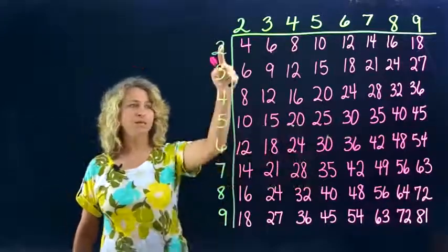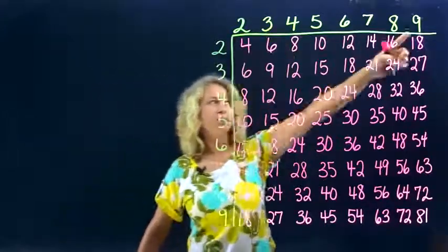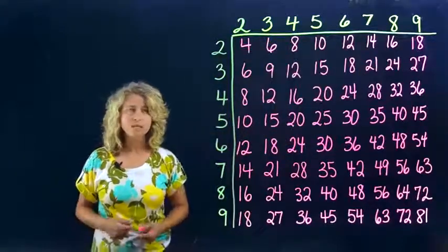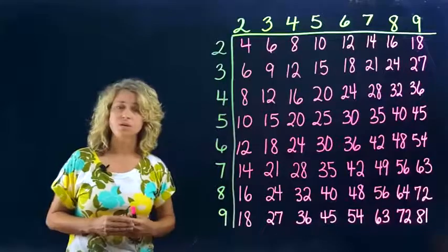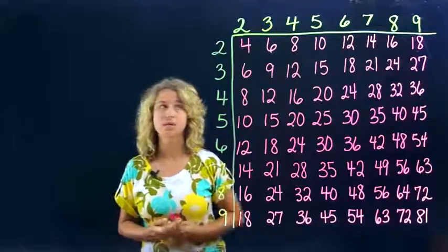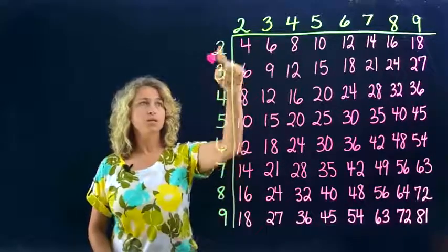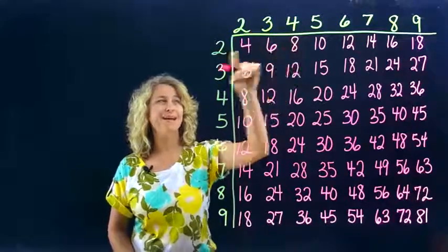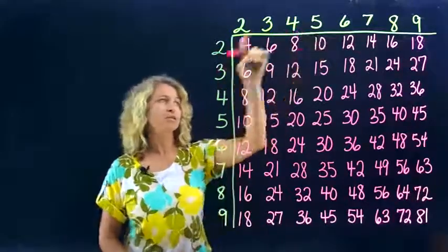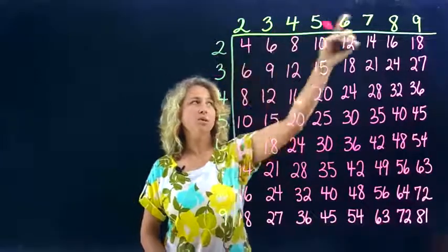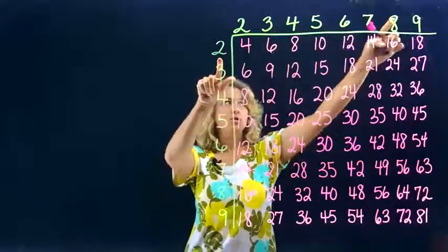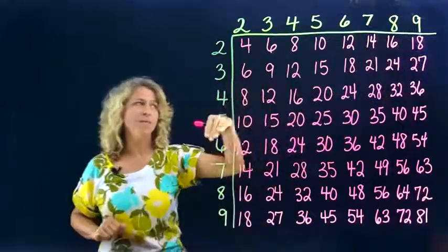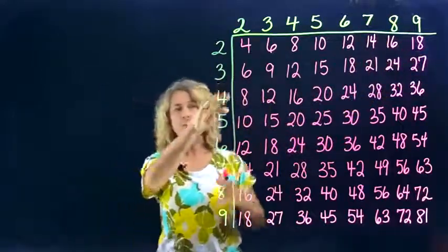You notice that 2 through 9 is going across the top and down the side. Let's work through some of these so you'll understand what I mean when I say the commutative property. 2 times 2 is 4, 2 times 3 is 6, 2 times 4 is 8, 2 times 5 is 10, 2 times 6 is 12, 2 times 7 is 14, 2 times 8 is 16, 2 times 9 is 18. Now, let's look at the next row.